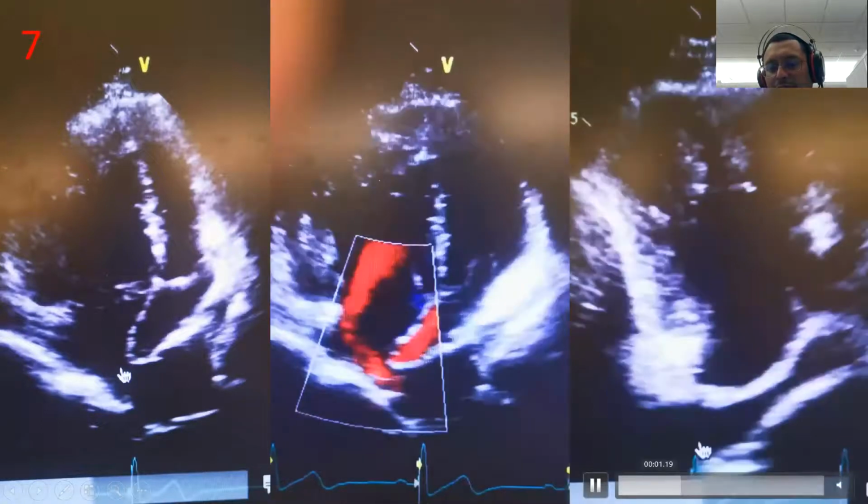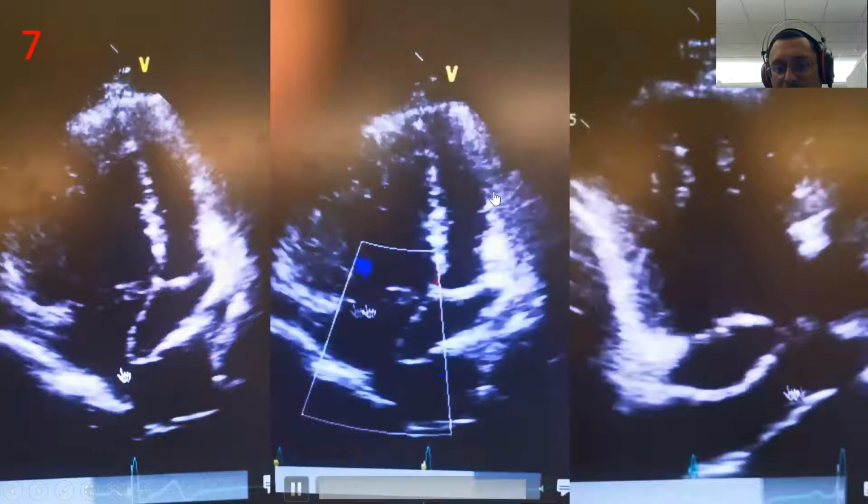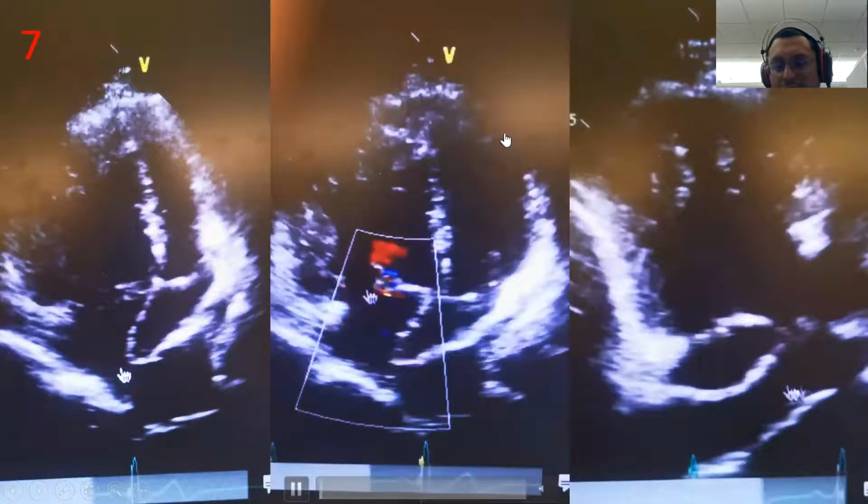Why is this left side? This is not right side. So this is left. No, this is not normal. So this is left side. Sorry, I made a mistake. This is left side. This is right side. Right side, yeah. Sorry, my mistake. So this is the left side. This is the right side.